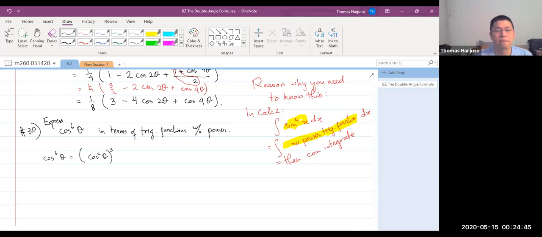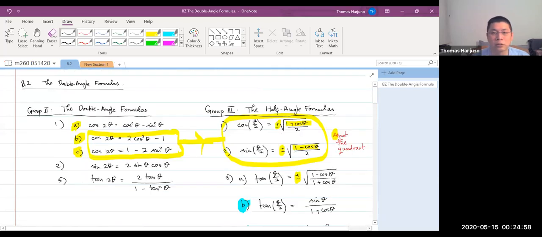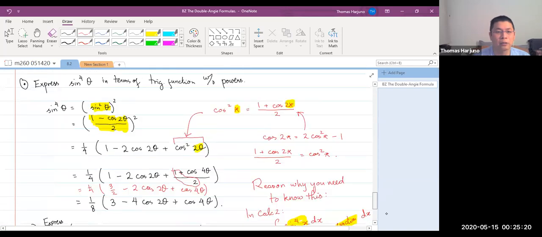Okay. And then this is equal to, you can actually use this formula here. You see, this one comes from here actually. But what you do is you isolate this guy. You see what I mean? Okay. Now then, coming back here.